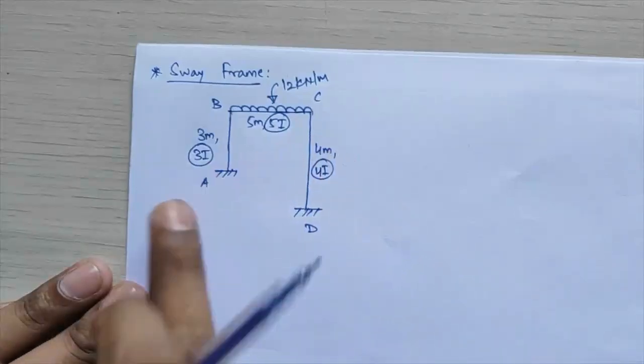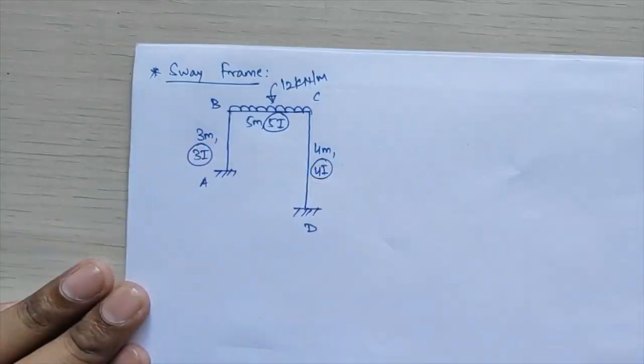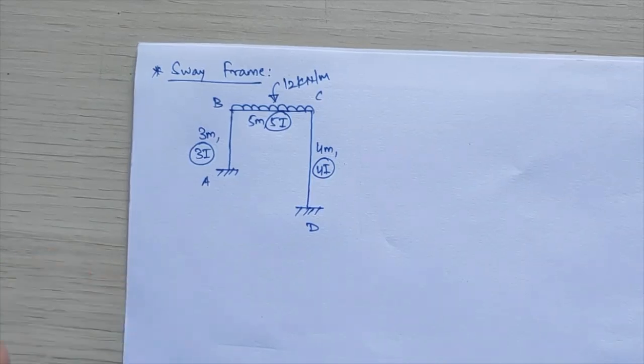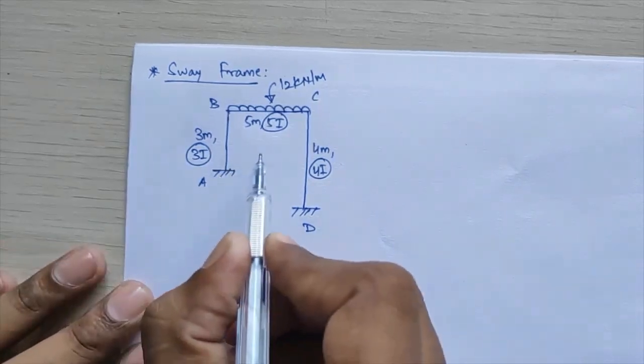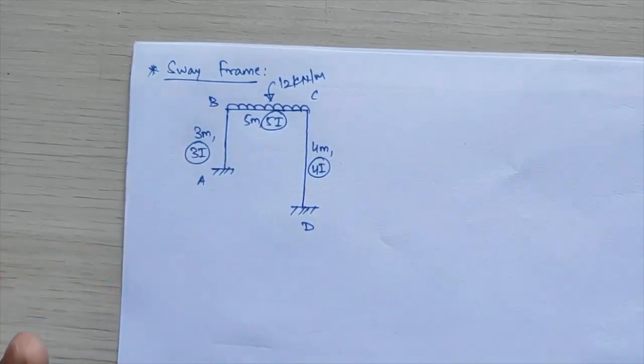If your geometrical properties remain the same, if I cut this section at the center, and the geometrical properties remain the same on both sides of the section, then that frame will be called a non-sway frame. But here the geometrical properties are different, so the frame will be classified as a sway type of portal frame. Now, what geometrical properties must be similar to classify a frame as a non-sway frame?